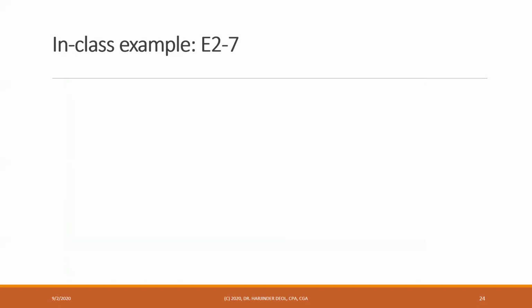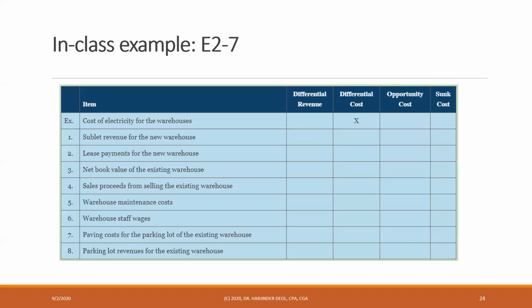So here's a look at the choices. The first example is done for us: the cost of electricity for the warehouses. If we were to compare the electricity costs for the existing warehouse and the electricity costs for the new warehouse, if the costs are different, the difference will be seen as a differential cost. You notice there's an X marked under differential costs. The options that we have are differential revenue, a differential cost, an opportunity cost, or a sunk cost.